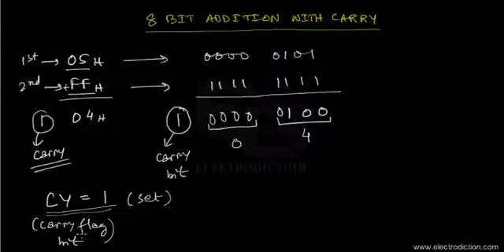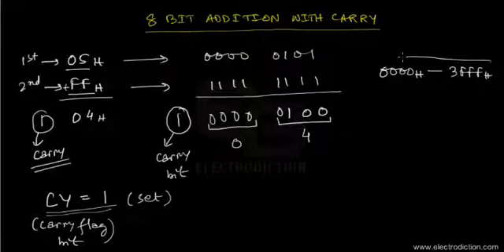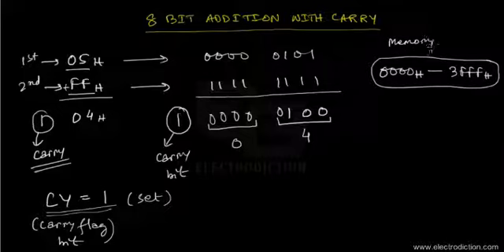Okay, so let's start with our program, but first let's assume that our address range lies from 0000H to, let's say, 3FFH. This is going to be the memory address range of the system that we are writing the program for, and we're going to write our program keeping in mind this particular range.